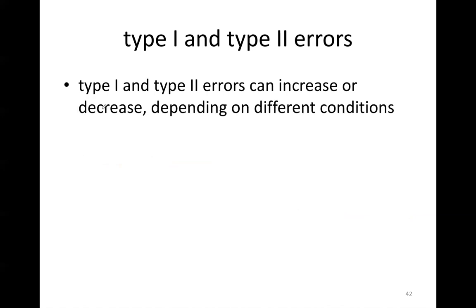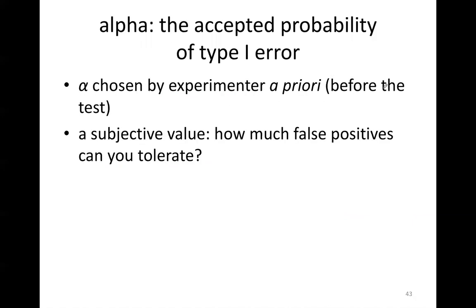Yeah, so type 1 and type 2 errors, how frequent they occur. They're both errors, of course, but of different types and different consequences. As you see, false positives and false negatives can be harmful in different ways, and they can increase or decrease depending on different conditions.